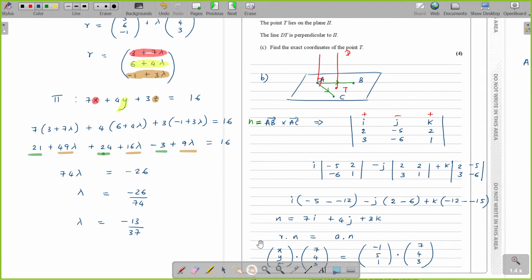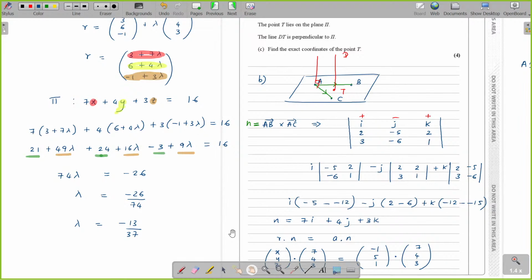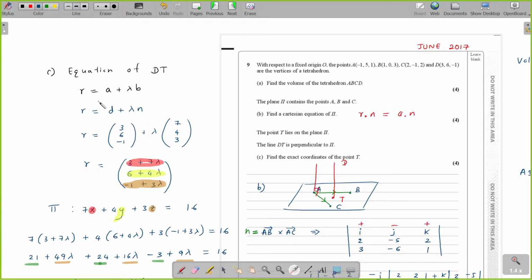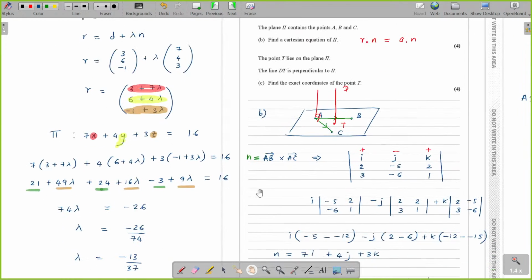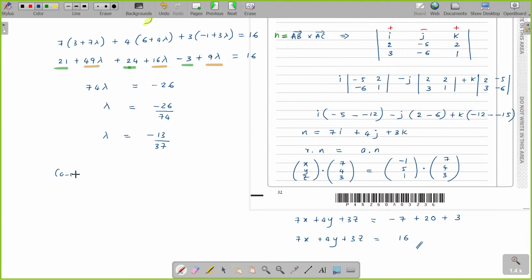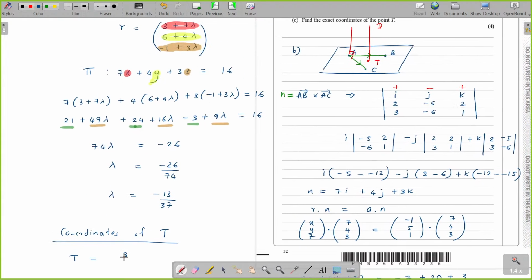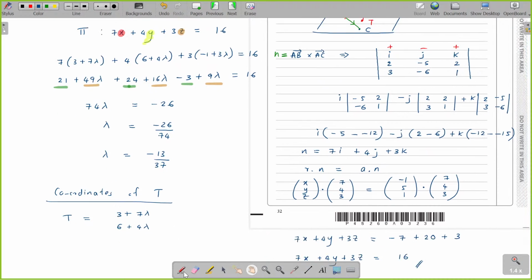And then what? We substitute the lambda value. We found the lambda value. So now when you substitute the lambda value into the main equation, the dt equation, you will get the exact coordinates of the point t. Okay? So coordinates of t. Can you all substitute into 3 plus 7 lambda, 6 plus 4 lambda, minus 1 plus 3 lambda.